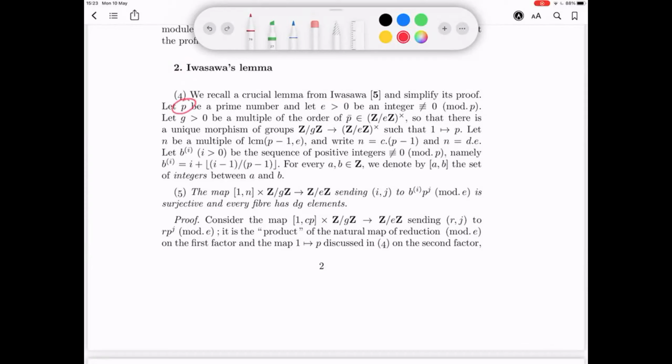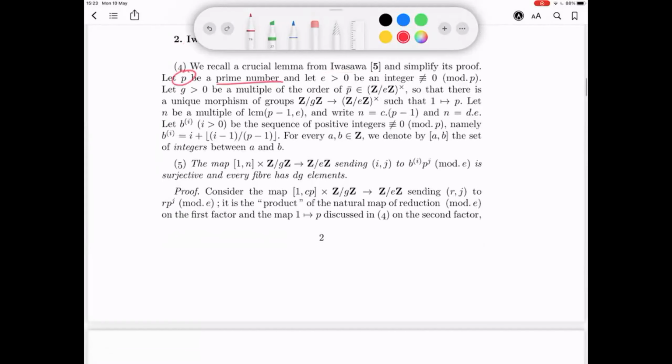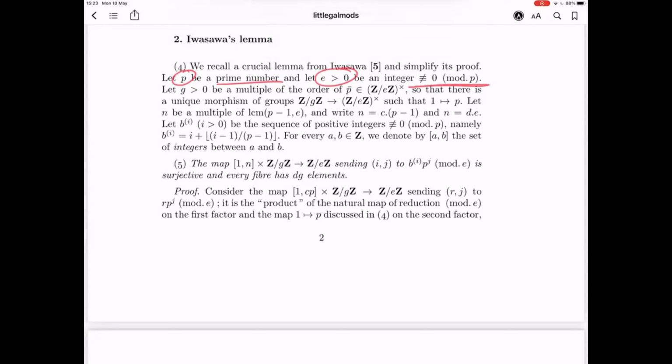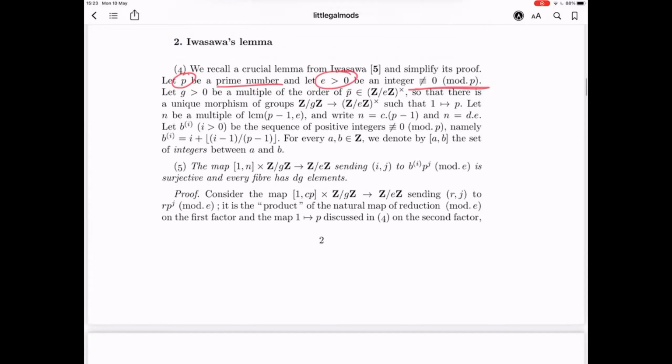P as before is a prime number, and this E is some integer which is prime to P. Now, as you can see, the notation is so chosen that it more or less corresponds to the situation where we are going to apply it. We are going to apply it to P-adic fields, and E is going to be some ramification index, and this condition that it be prime to P just means that we are going to look at tame ramification.